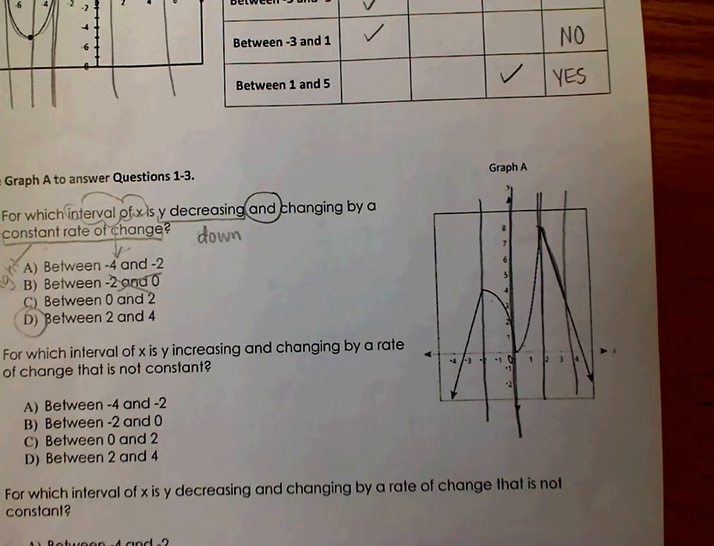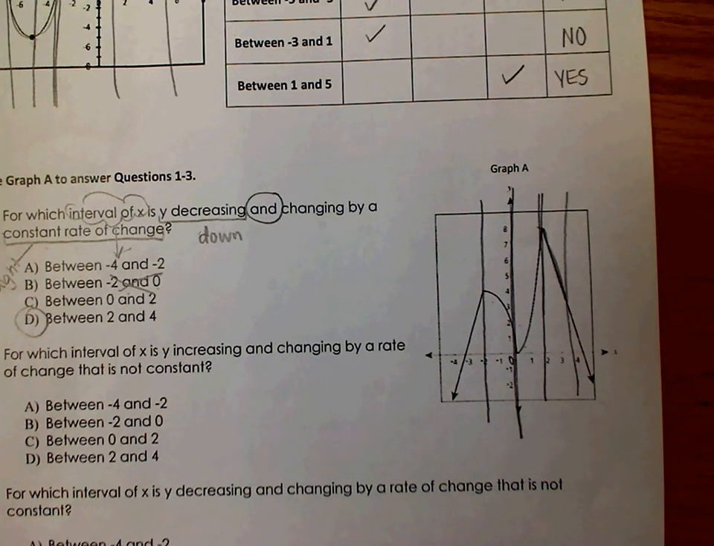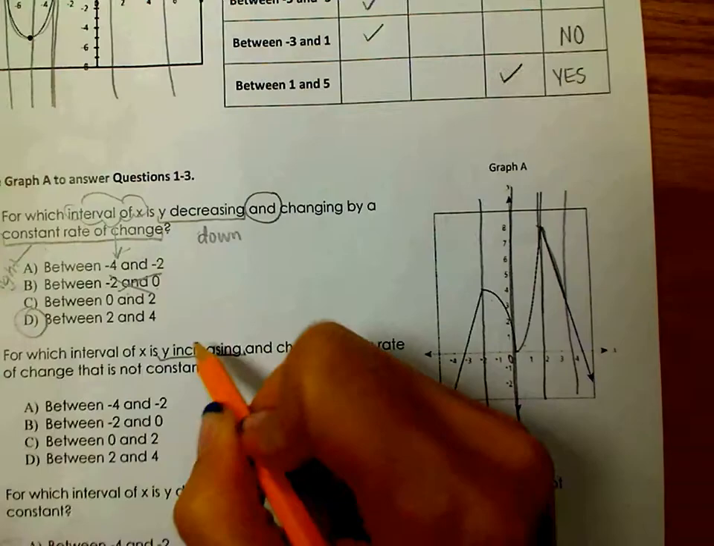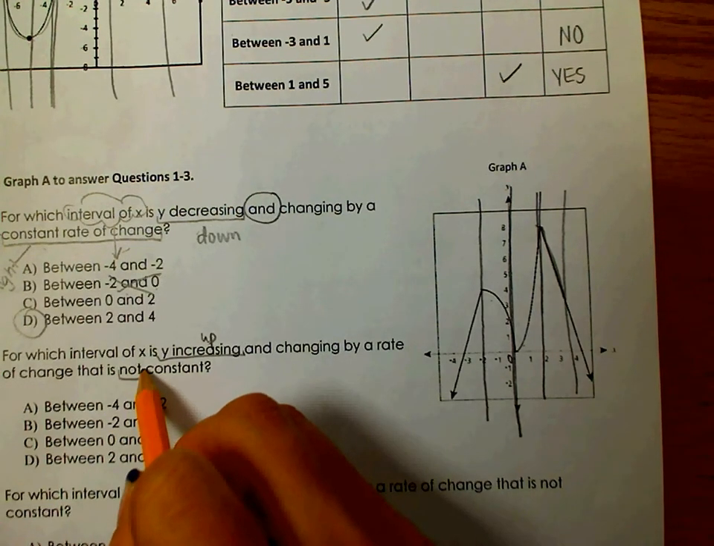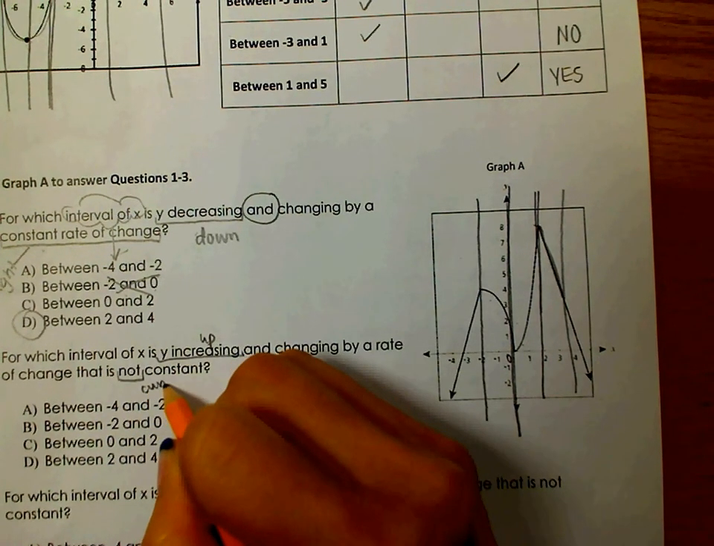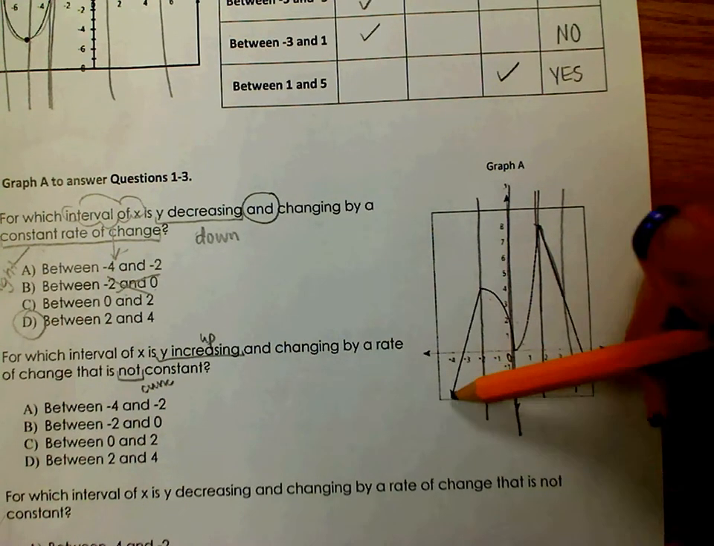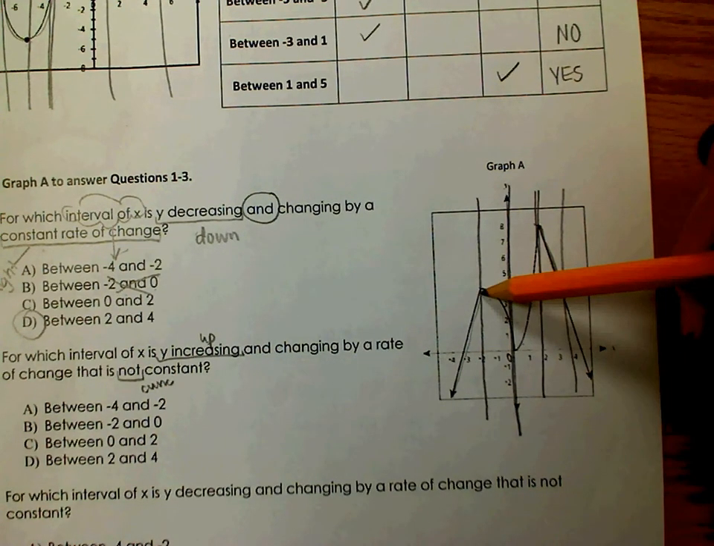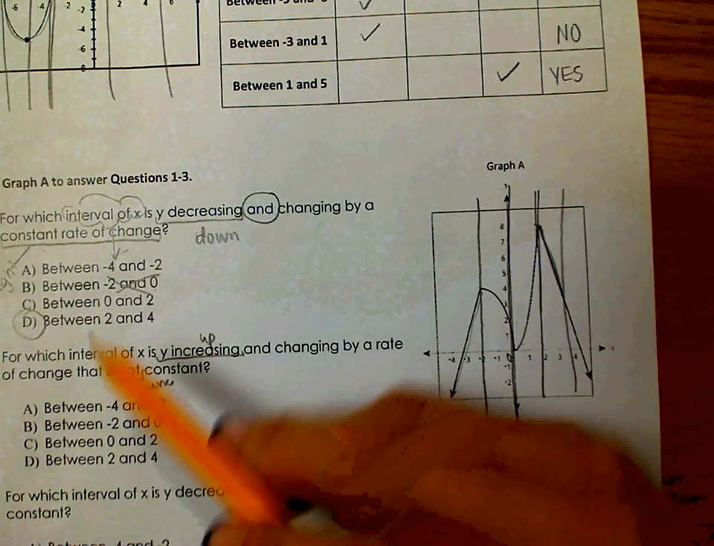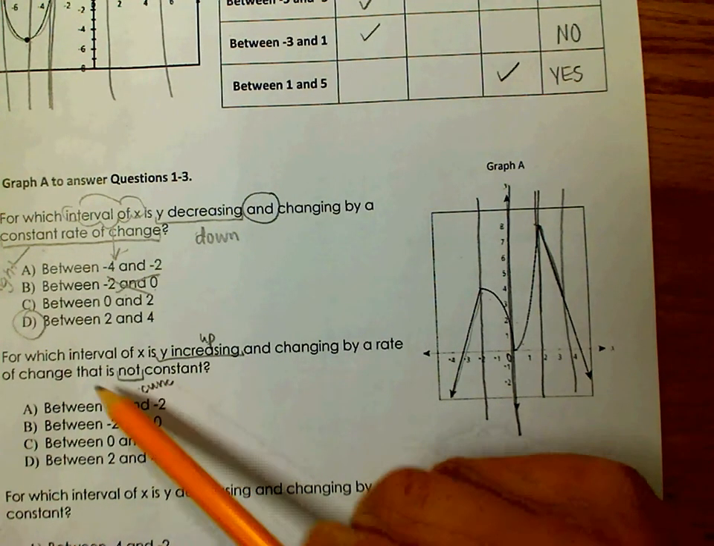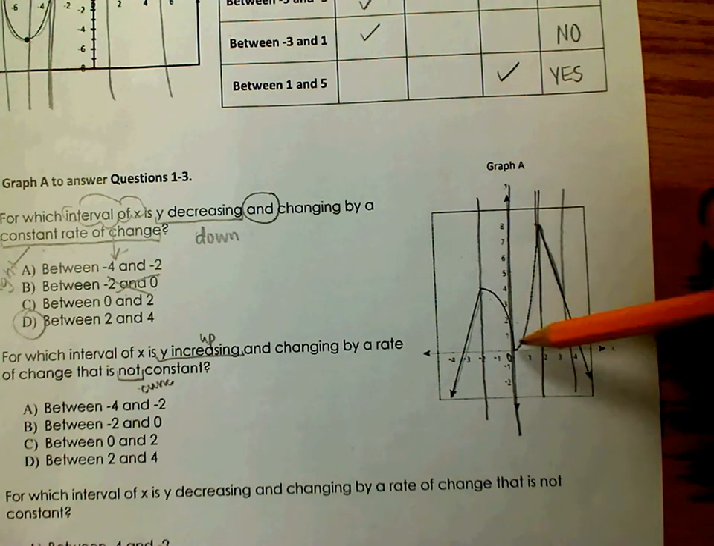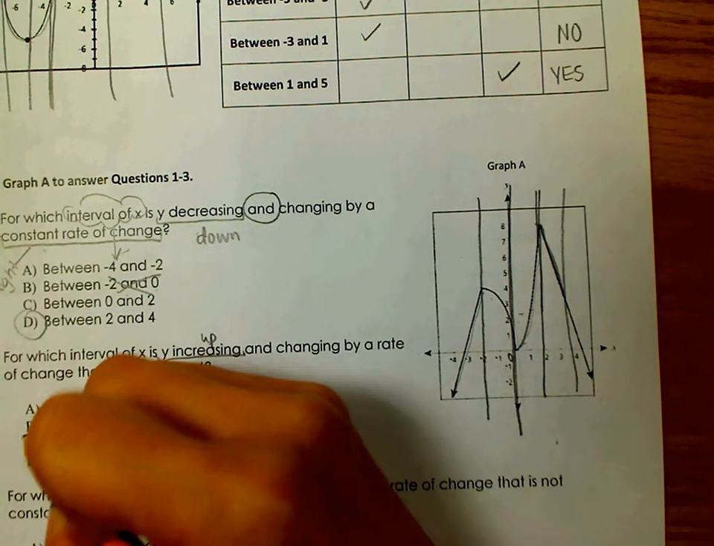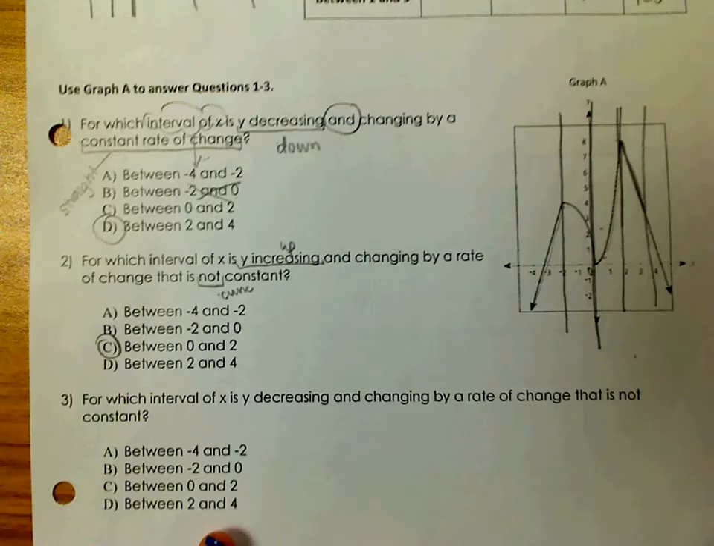Number 2, for which interval of x is y increasing? So there it is, y is increasing, which means the graph is going up, and changing by a rate of change that is not constant, which means it is going to be a curve. So we're looking for an interval where the graph is going up. Here, the graph is going up, however, it's not curved. We need a curve because we don't want it to be constant. So here's another part of the graph that's going up, and it's curved. So this must be the one we're looking for. Which interval is it? From 0 to 2. So C.